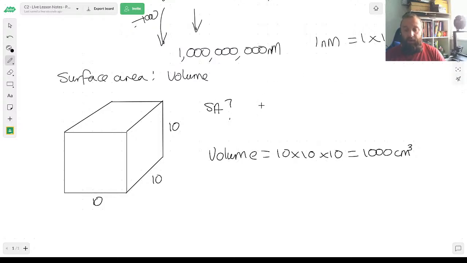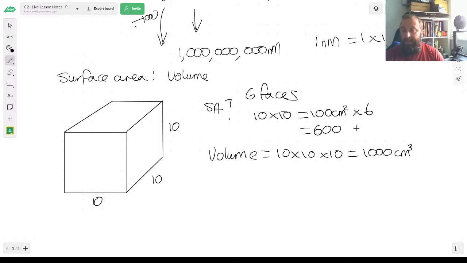The surface area, though, is the area that's in contact with the outside. So in this case, we have 6 faces, and each face is 10 by 10. So each face is 100 square centimeters, and there's 6 of them. So the surface area in this case is going to be 600 centimeters squared.